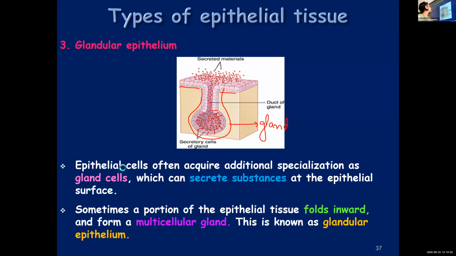Any doubts? Any doubts? Children, I'm waiting for your response. You can say yes or no. Cuboidal epithelial tissue once more. Which one?